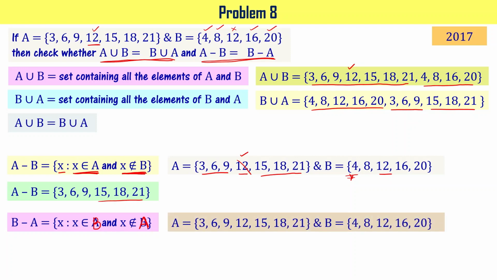Right? We have to start with set B and drop the elements which belong to A. So only 12 belongs to both A and B. So I'm dropping this 12 such that now B minus A can be written as 4, 8, 16, and 20. As you see here, A minus B and B minus A are completely different, right? That's why I can write it as A minus B is not equal to B minus A. So this particular relation is not correct.